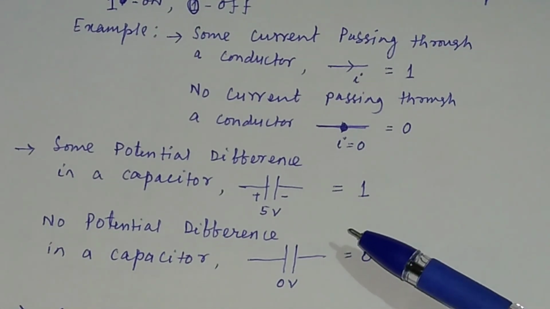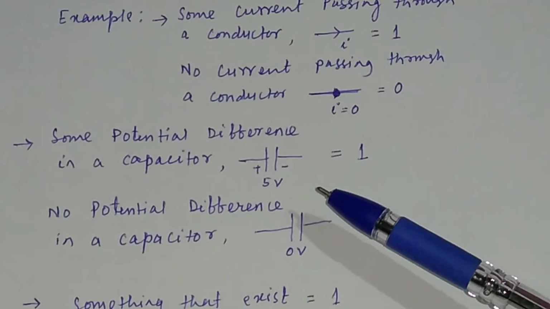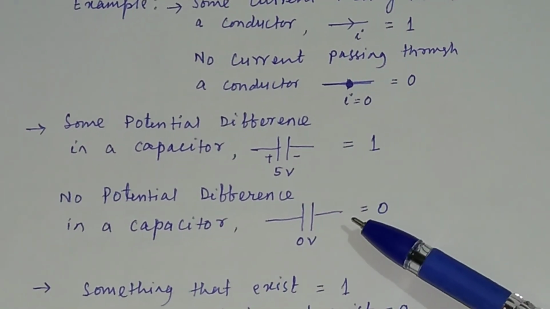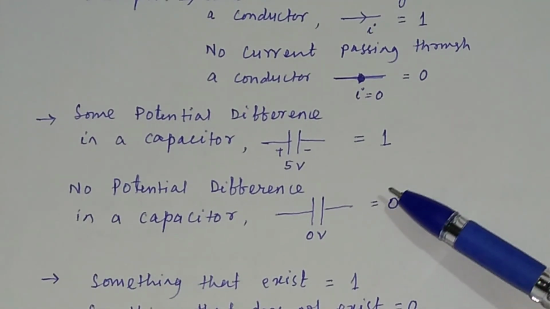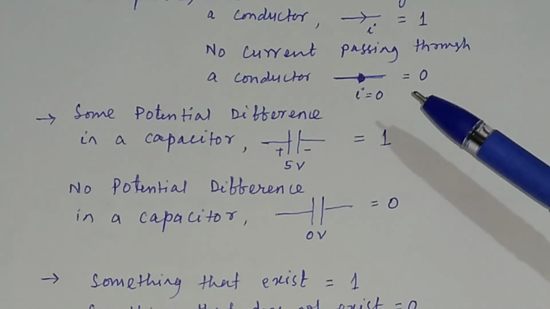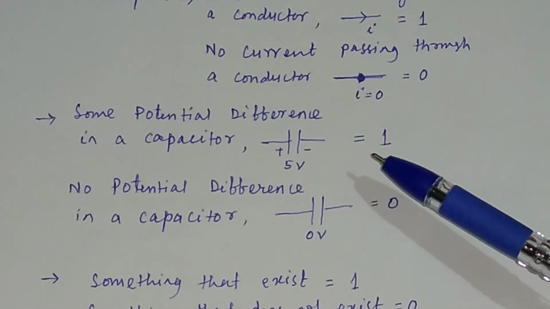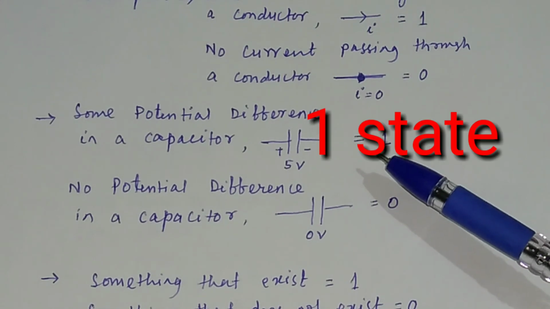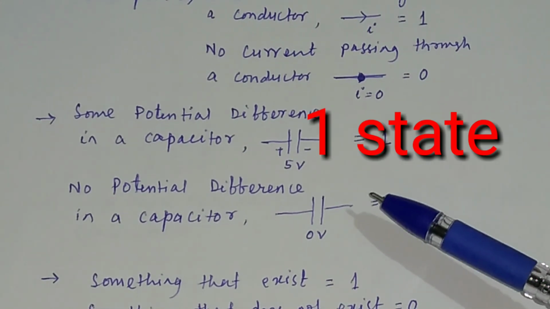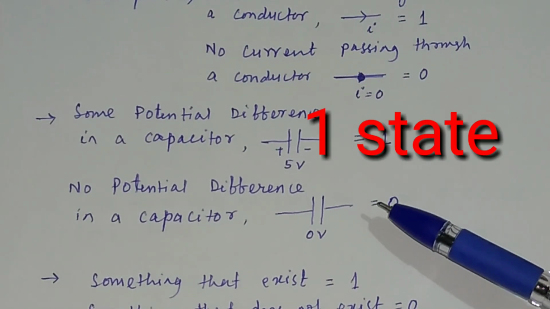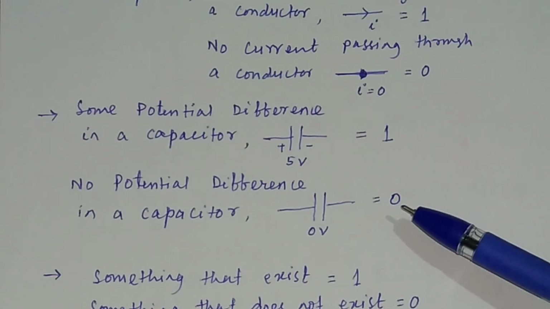And inside a computer, you have different devices like resistors, capacitors, etc. So when potential or current passes through them, you consider the state as a 1 state, and when there is no current or no potential, you consider it as a 0 state.